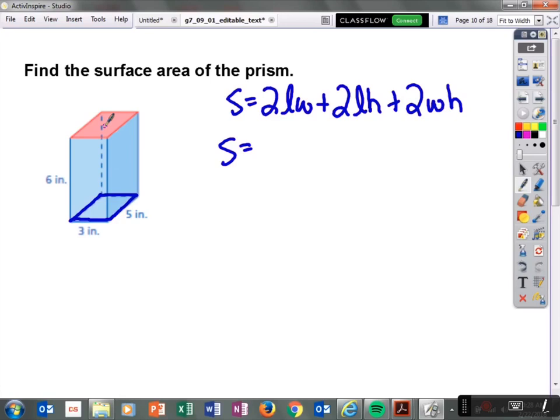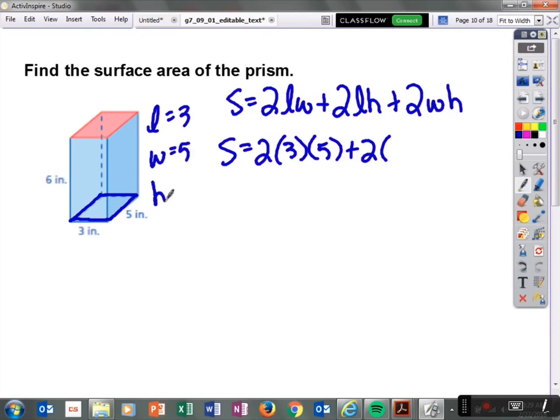Now we can look at width as how deep it is and length as how long it is. So the length would be 3. So the 2 just comes down, and for L I'm putting 3. And the width would be how deep it is, 5. So it's 2 times 3 times 5, plus 2 times length again. We've already established that length was 3 and width was 5.